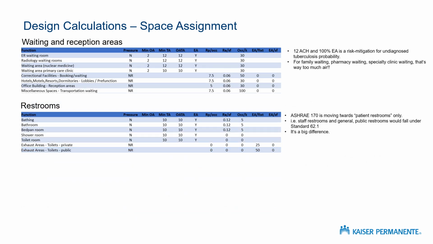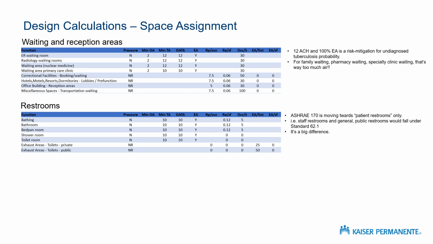The biggest one, actually, in terms of magnitude, are waiting areas. ASHRAE 170 and Table 4A regulate waiting areas where there is an opportunity for a high risk, undiagnosed tuberculosis or chickenpox patient to come walking in, with an airborne disease. And so they require 12 air changes per hour and 100% exhaust, which is a ton of air, right?